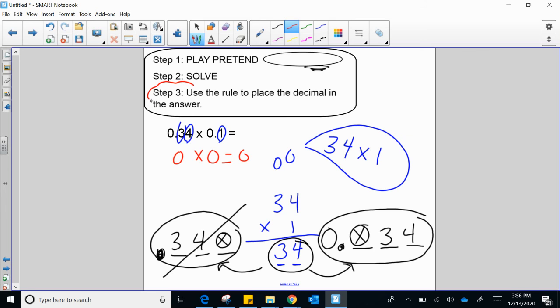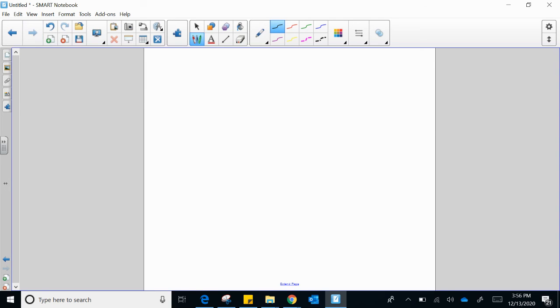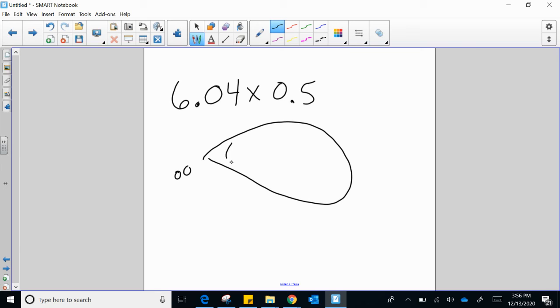Without a doubt, this is the spot where I see the most Bob mistakes. I do see a lot of Sally mistakes when you're solving, mostly with multiplication facts. There is a really common play pretend mistake. If you have a problem like this, let's just do that. I will sometimes get kids that will play pretend and look at this as 64 times 5, which is definitely not correct.